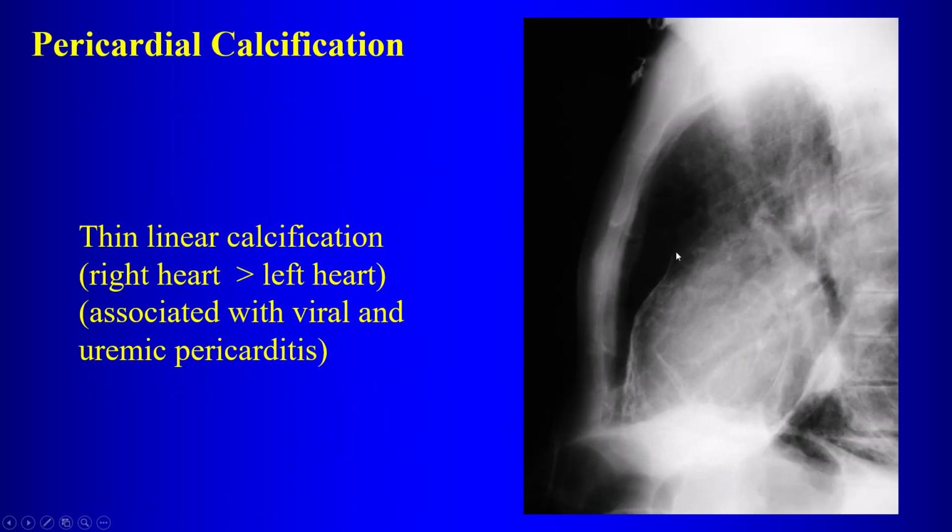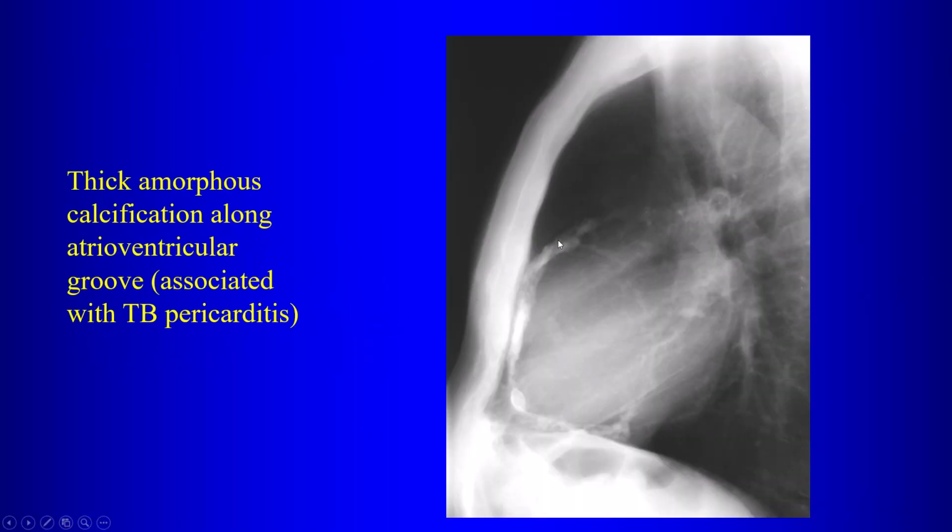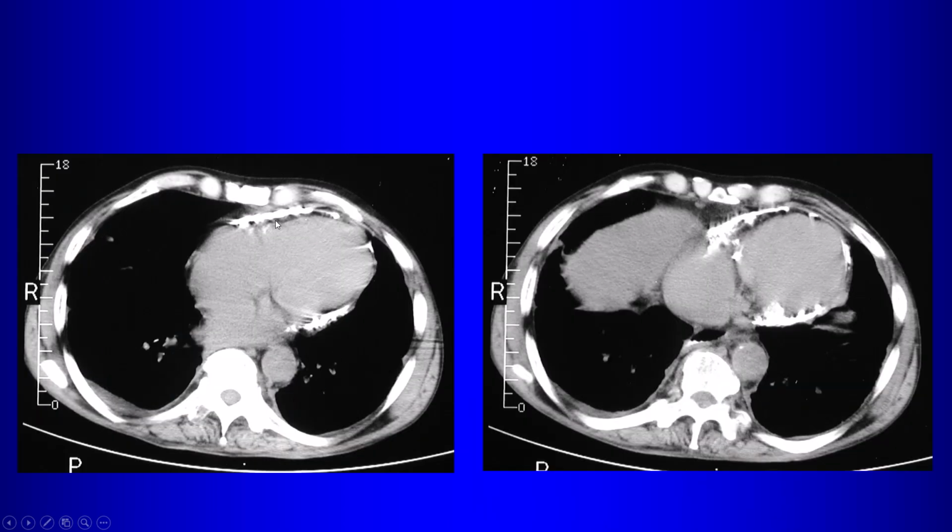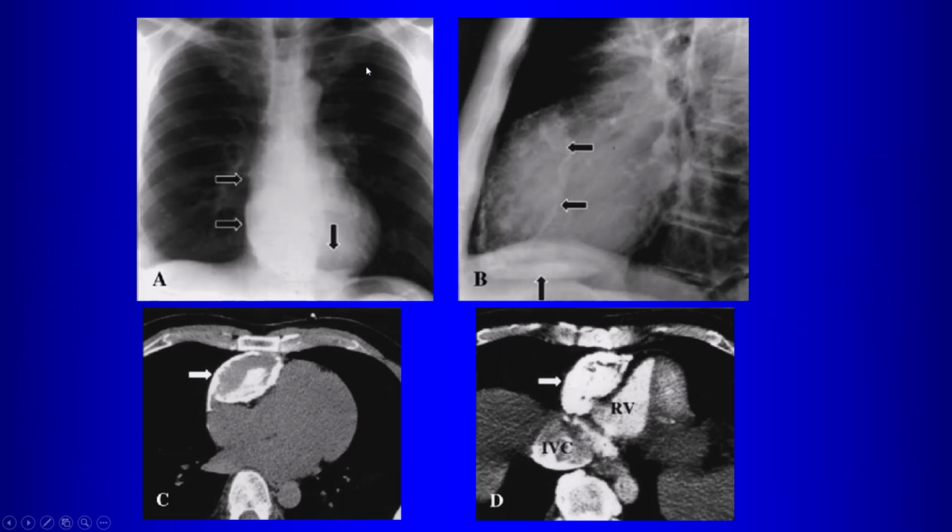So pericardial calcification can be thin and linear, as in this example here. So this can be associated with viral and uremic pericarditis. This kind of thicker, chunkier calcification is associated with TB pericarditis. Here's the CT on that case of TB pericarditis with these chunky, thick calcifications affecting the pericardium.